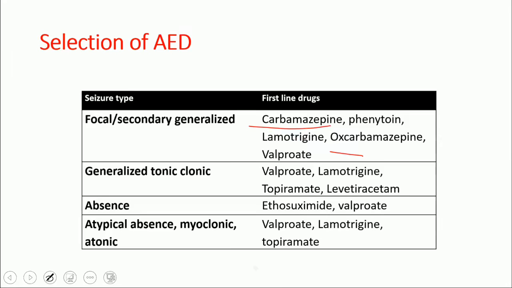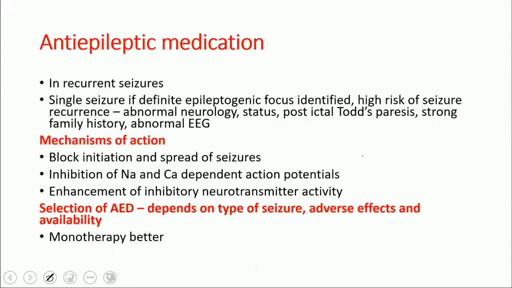So lamotrigine would be a good choice. In most parts of the world, the first line drug is lamotrigine, and most people give it, especially for females. So that is important to remember. And most of the anti-epileptics act on inhibitory neurotransmitters.